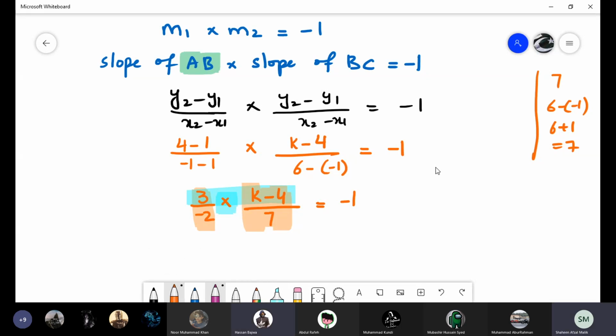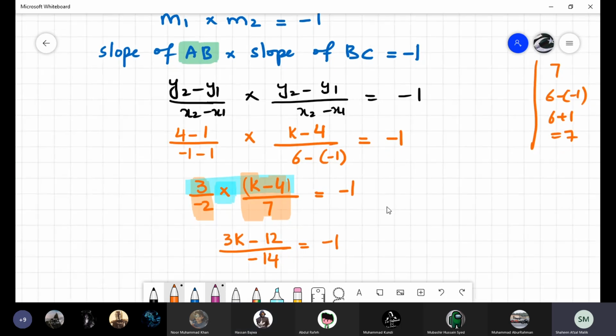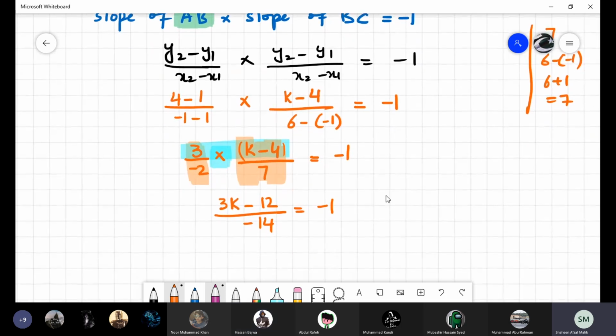So what will be the value? 3 multiplied by these two numbers. So 3K minus 12 over minus 14 is equal to minus 1. Here you can do the cross multiplication because we have an equal sign. Remember, whenever we have an equal sign, only then can we do the cross multiplication.